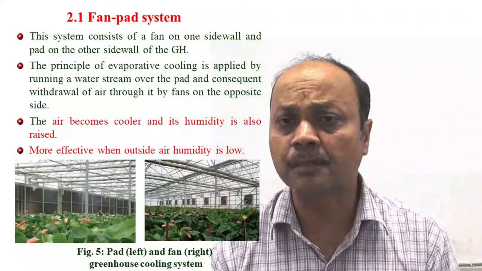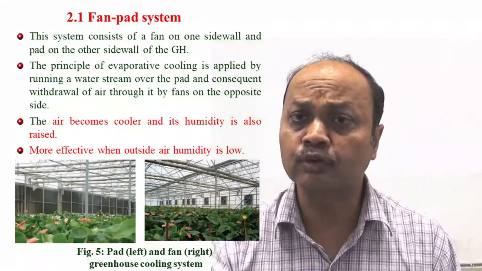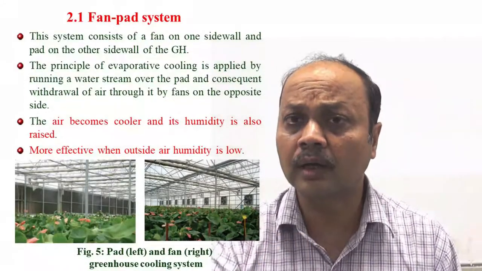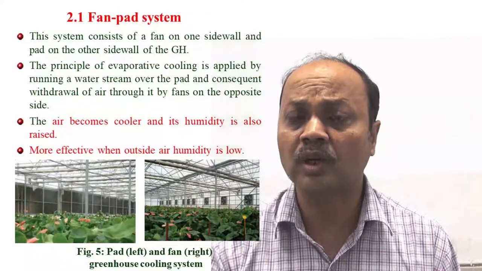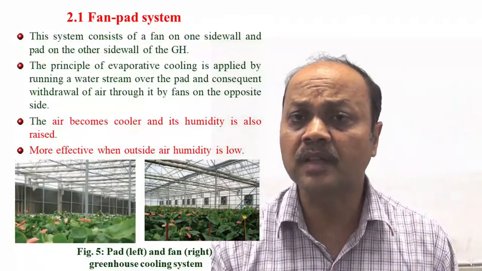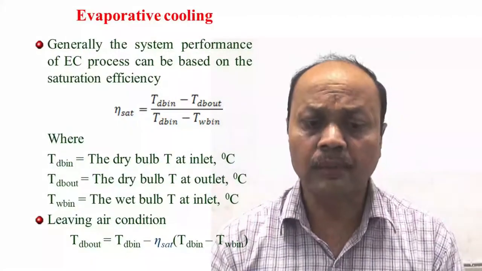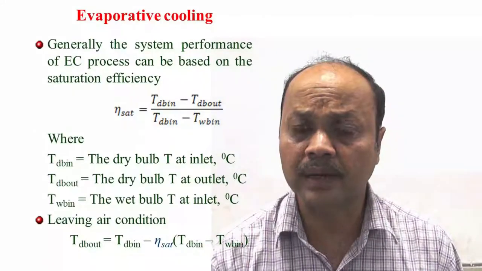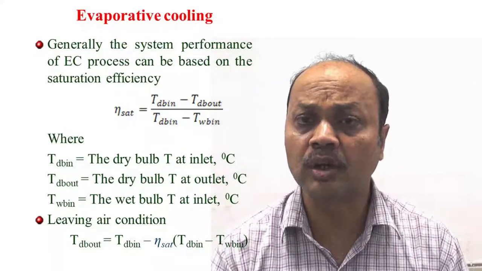So it reduces the temperature, and apart from the reduction in temperature, it also increases the relative humidity, because water goes into the air depending upon the actual condition of the outside air, that is, the relative humidity or dry bulb and wet bulb temperature. So whenever we are using evaporative cooling, we are interested to know what is the efficiency of the cooling system, right? And it depends upon the temperature difference between your dry bulb and wet bulb.